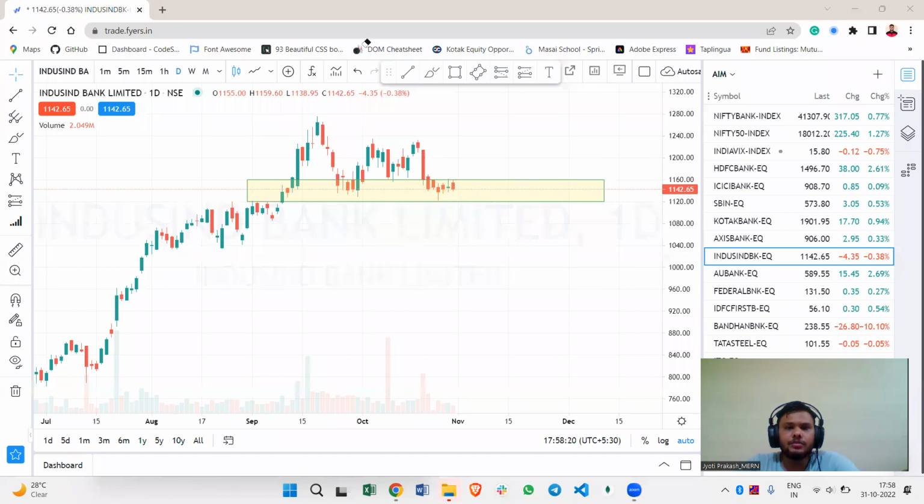For buying, it needs to close above 1160, and if it closes above 1160, then you are going to see a large buying candle here, which goes almost up to 1182 and the round level 1200. But for that, it needs to close above 1160, and for selling, it needs to close below 1140.